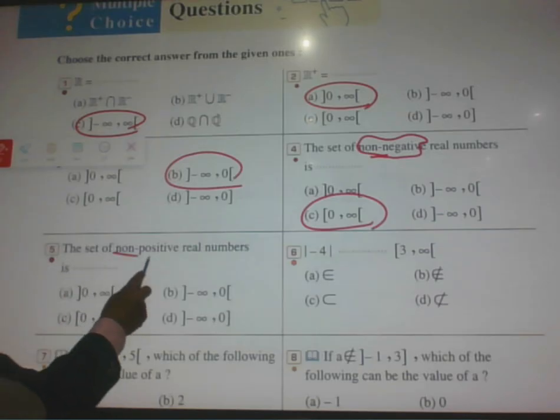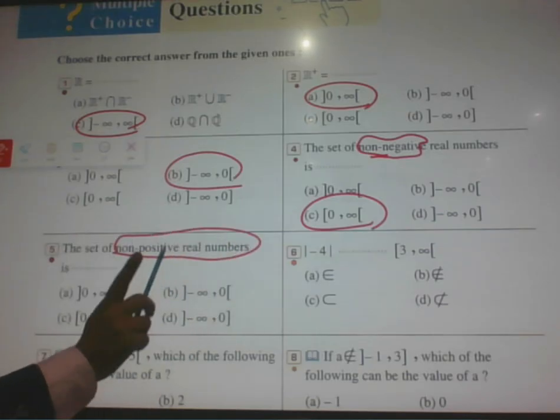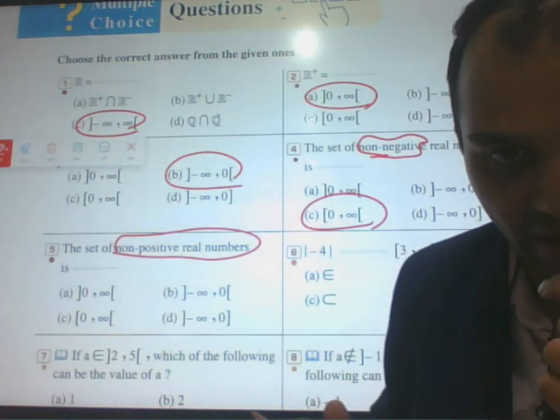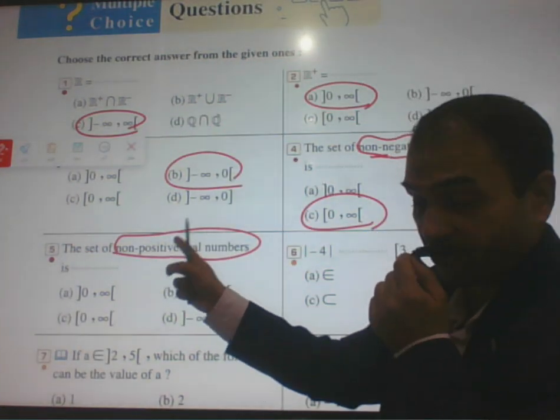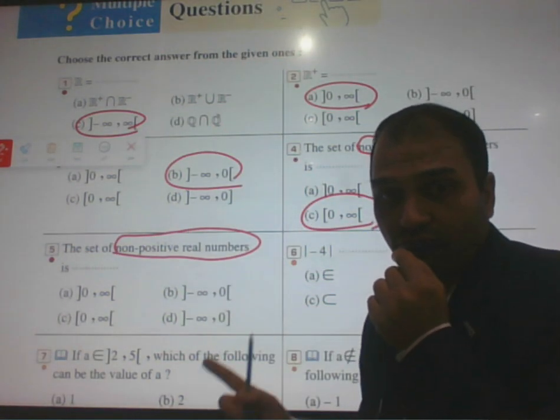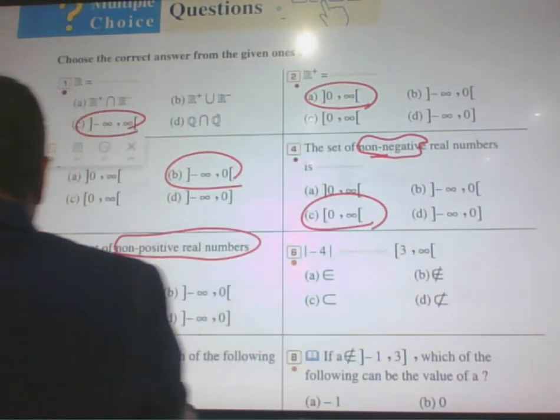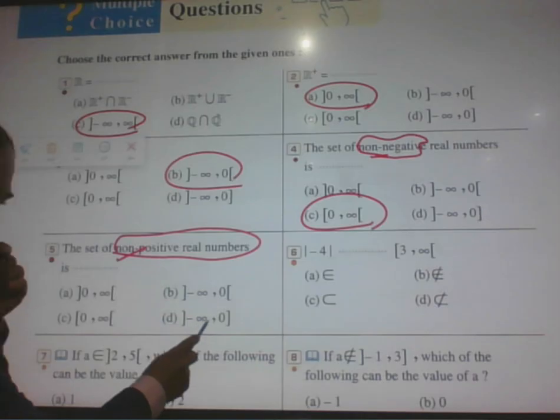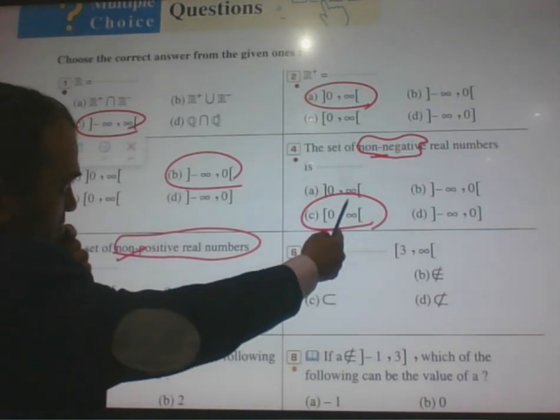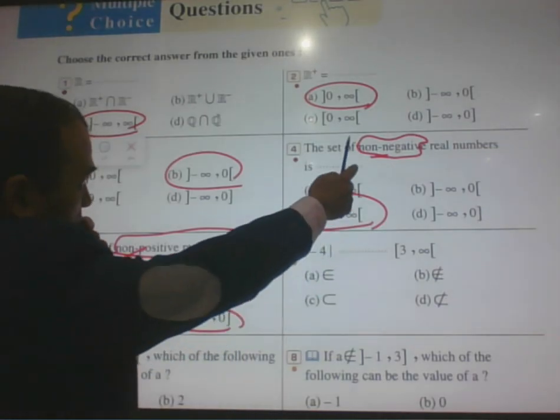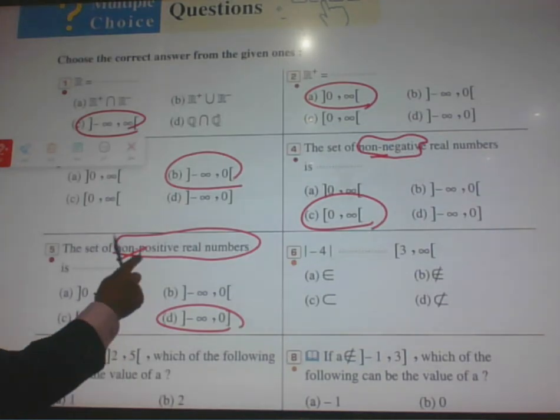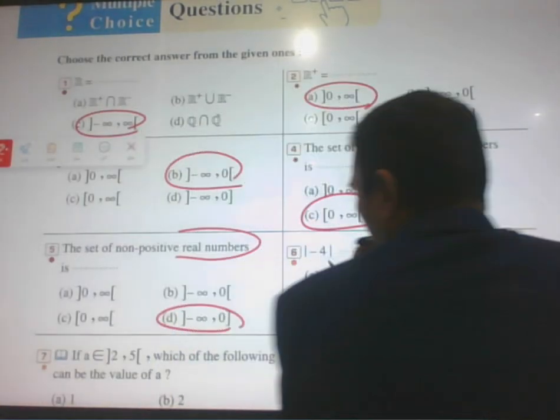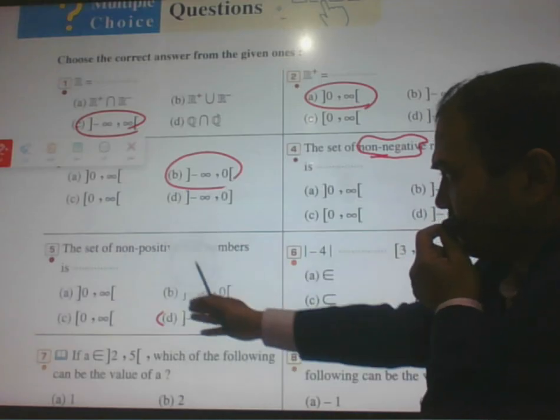The set of non-positive real numbers, look here, non-positive. It will be zero and negative, okay? He asked about non-positive. Should we have negative infinity to open zero, or closed? Closed, because he asked about non-positive. It will be from negative infinity to closed zero, like this. Here non-negative, and here non-positive, okay? Understood?